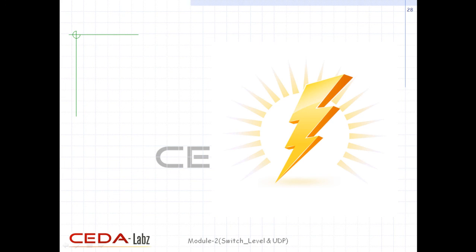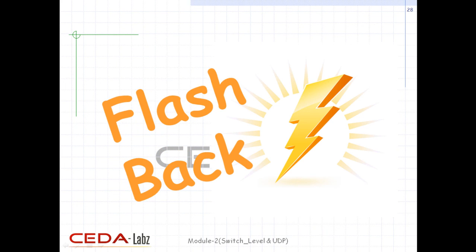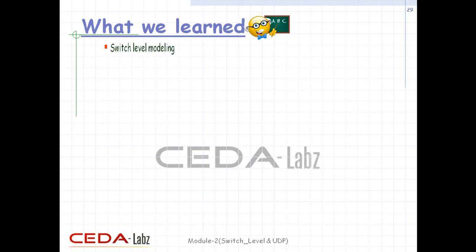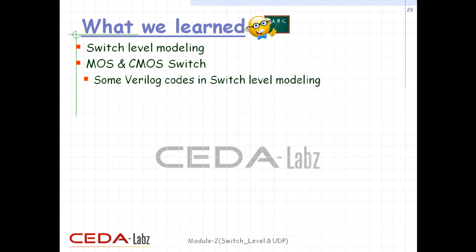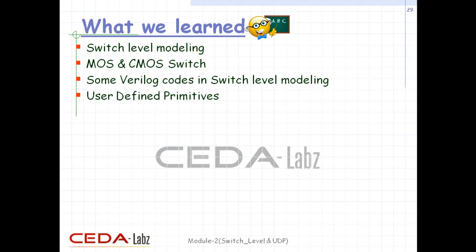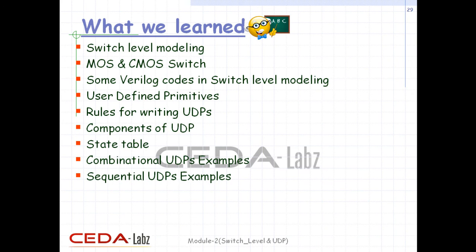Now, let's move into the flashback. In this tutorial we learned switch level modeling, types of switches, and then we did some examples in switch level modeling. Further, we studied UDPs, rules for writing UDPs, its components and its kinds, combinational and sequential UDPs and their examples.